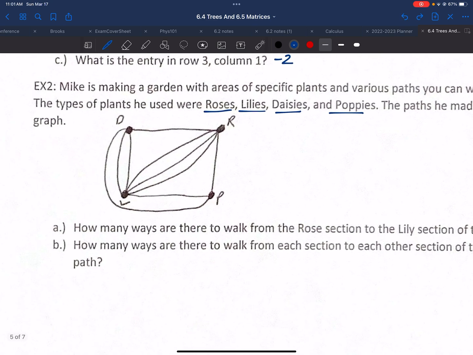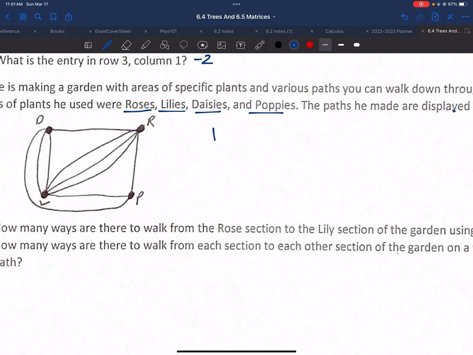How many ways are there to walk from rose to lily? Well, let's go ahead and look at that connection. So from rose to lily, I can go down this first one, so that's 1. I can go down the middle one, that's 2, and then I can go down the back one, and that's 3. So there's 3 ways to get from rose to lily.